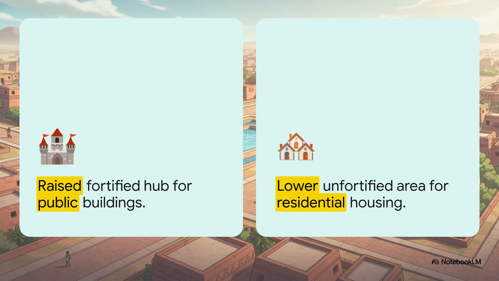Then on the other side, you've got the lower town. This was positioned down in the lower plains, not fortified at all, but occupying a much larger area. And it contained purely residential buildings for everyday citizens. So the clear social structure at play here is literally baked into the earth.